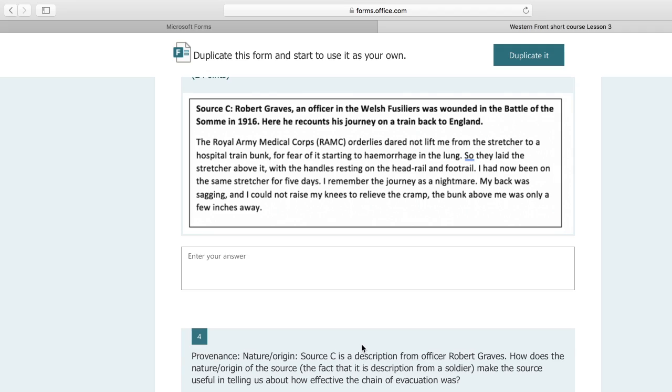What's the origin? Who wrote it? When did they write it? What's happening? When was it from? We know it's a description from Officer Robert Graves. Now, Robert Graves alone, we don't know who that is. But the fact we know he's an officer and he was wounded in the Battle of the Somme, we now know that this is a memory from a soldier who fought in a very deadly battle, the Battle of the Somme.